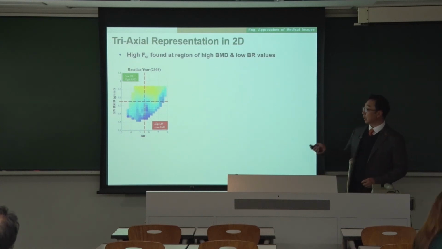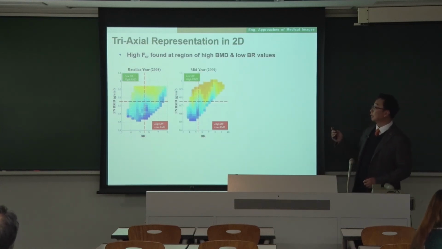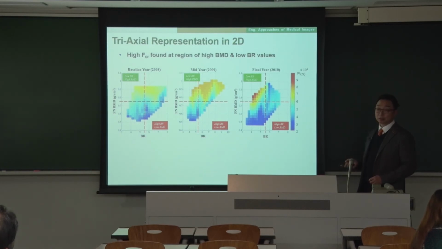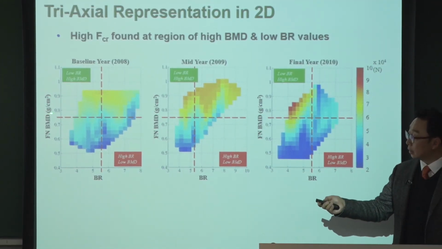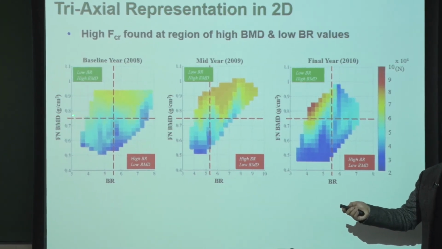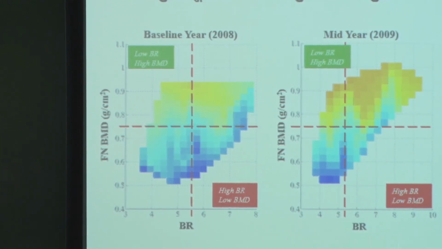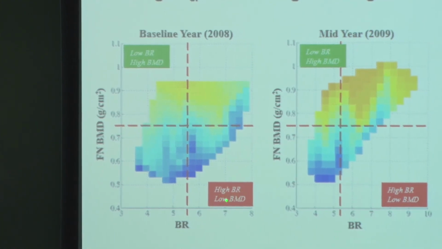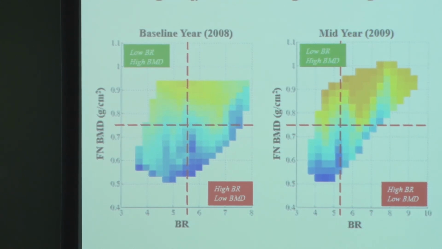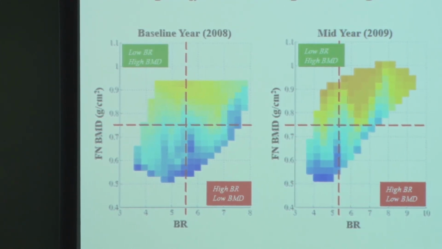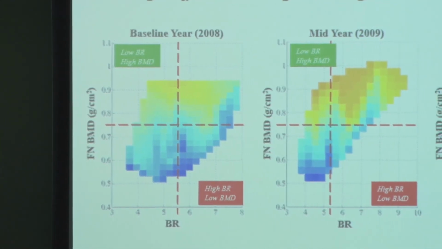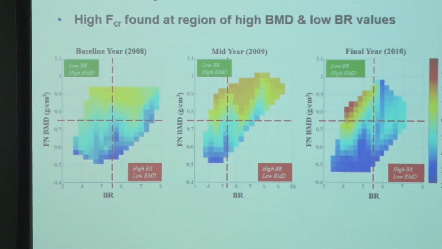So this is the result for 2008, 2009, 2010 of all those subjects. The y-axis is the femoral neck bone mineral density, the material property. The x-axis is the Buckling ratio. If you understand thin-wall pipe theory, then a high Buckling ratio means a low BMD area. So we probably want the Buckling ratio to get lower. The higher the Buckling ratio, the more it works like a Starbucks straw. It's easy to buckle. It's not Euler buckling. This is local buckling we're talking about.